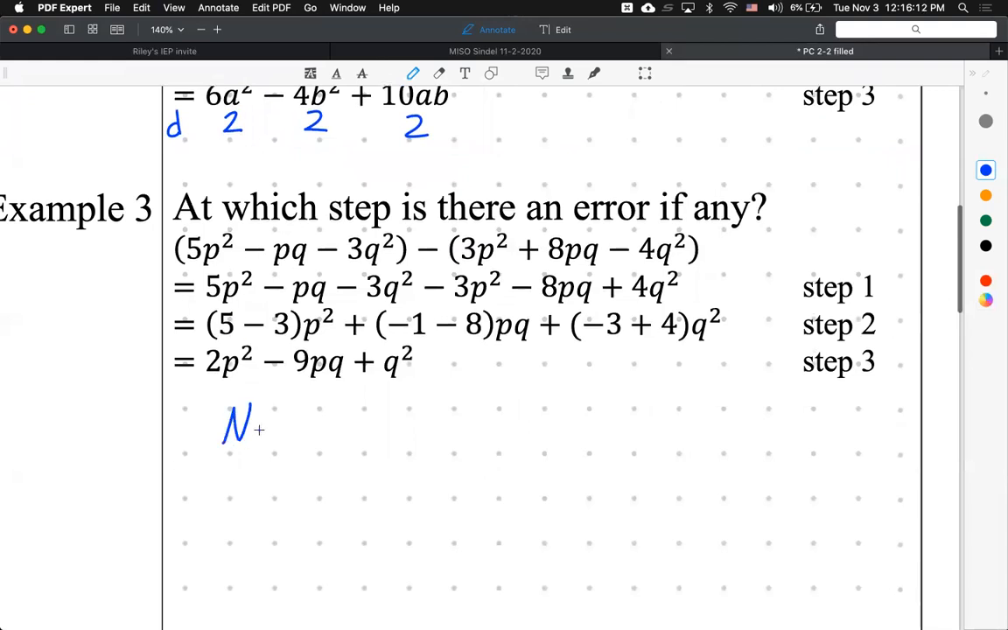No errors. This one is a perfect problem. They distributed the negative correctly. They grouped together. How many p squared terms? Well, there was a 5p squared, and then there was a negative 3p squared. So those numbers in here work out. The negative 1 pq, the negative 8pq add up in the middle. And then they have a negative 3q squared and a positive 4q squared. Those match up over there. And then they added all those correctly. So there are no errors.